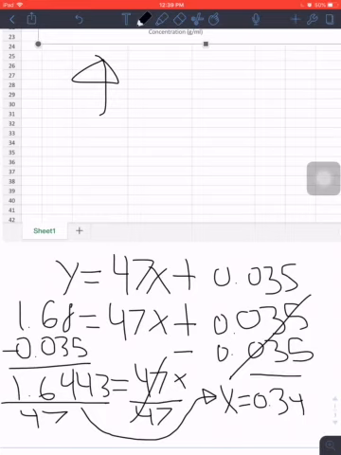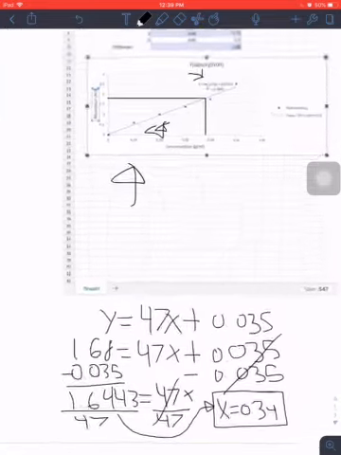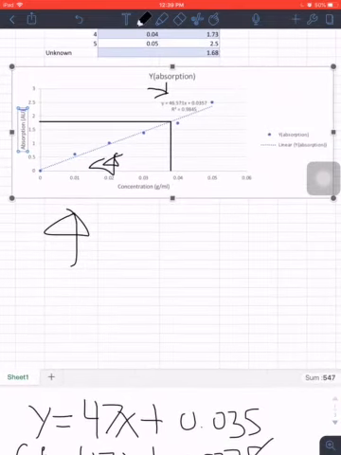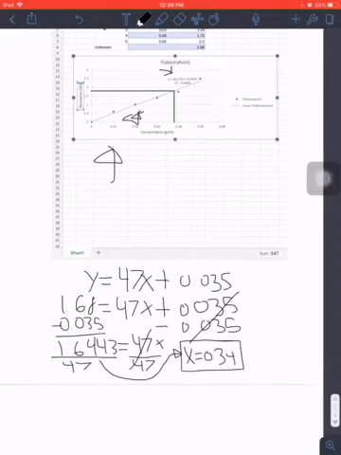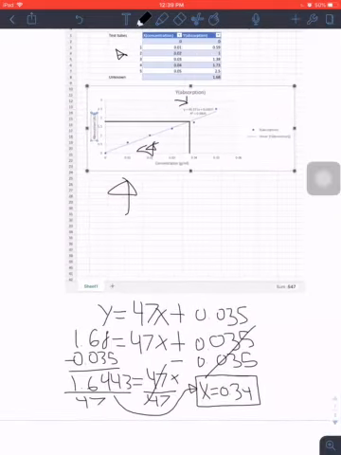There we go. This would be a much more accurate estimate of what the concentration would be using a linear regression equation. So x equals 0.34, and that's pretty close to what we got on our best fit line estimate. From there, that's basically all you have to do to find it. It's pretty simple. You just have to learn how to do the math.